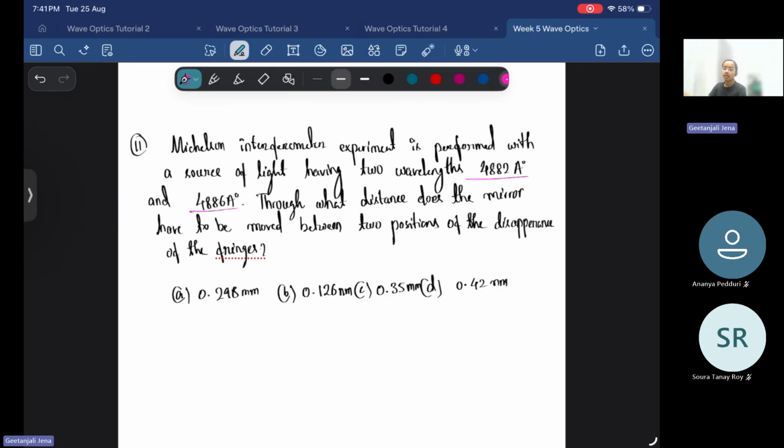So you have a source and it has two wavelengths. Lambda 1 is 4882, lambda 2 is 4886. So it is asking that you are seeing disappearance of fringes between two positions. So what is the distance the mirror has to be moved to see the disappearance of successive fringes?